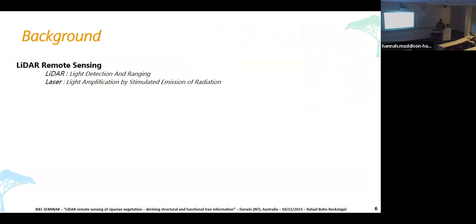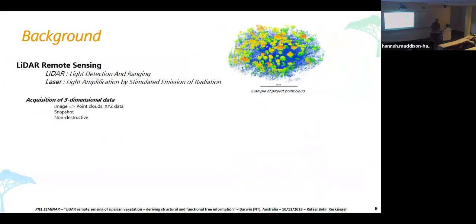So what is LiDAR? In fact, it's light detection and ranging. We have a sensor that emits light in the form of laser pulses. And once a surface is found, then it reflects back the signal, which is recorded, producing data that's like 3 columns, X, Y, Z, a local coordinate system. We can call them images and snapshots, sorry. And they are also non-destructive. So we actually don't have to remove vegetation to produce this data.